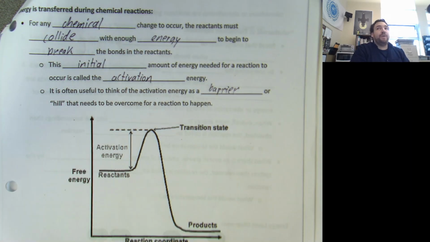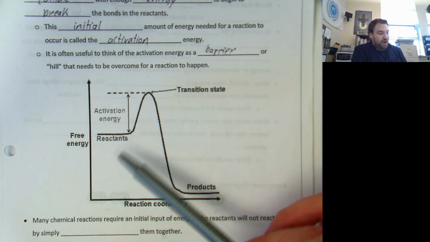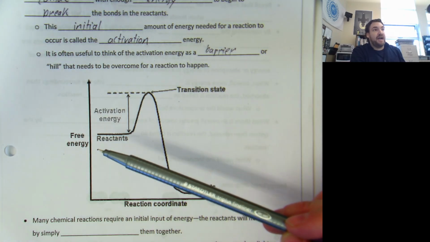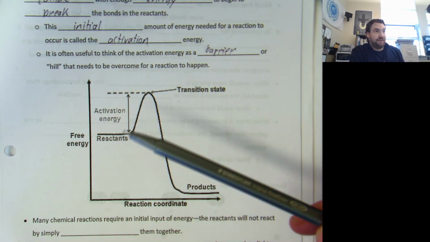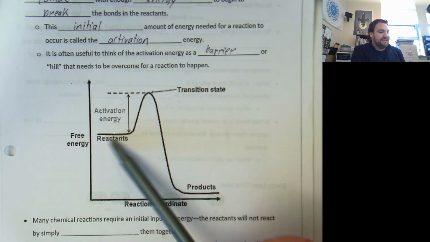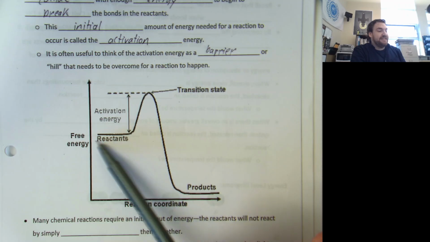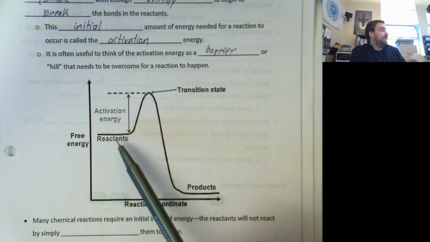And so a way that we demonstrate this is we draw these energy time diagrams in chemistry. We talk about free energy. This is the energy that my reactants just kind of have naturally on their own.